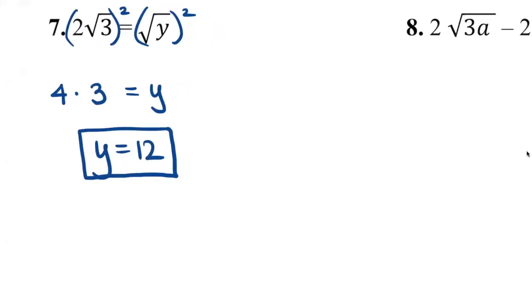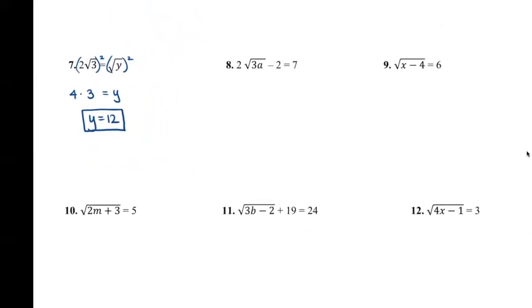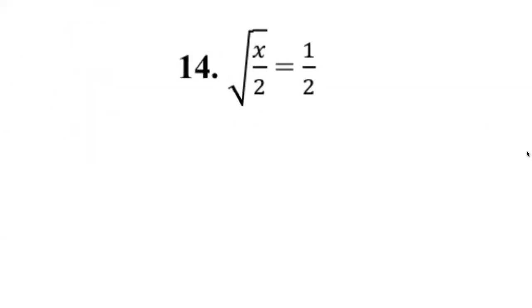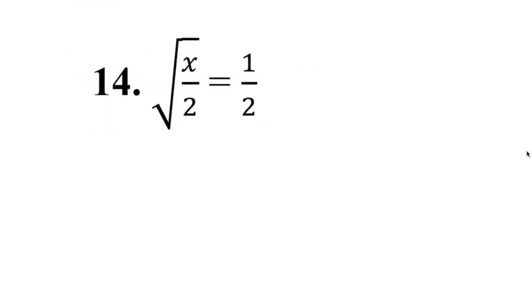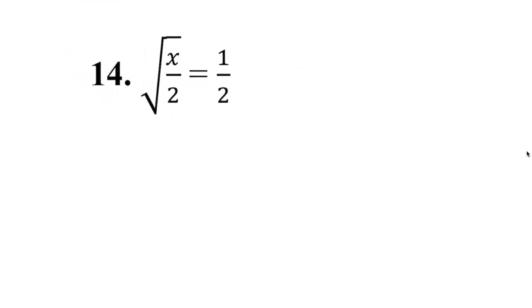Okay. Let's see if there's any other ones. I think let's do number 14. That one looks like it could be a little scary. All right, so I got rad x over 2 is equal to 1/2. Again, first step is to isolate the radical with the variable. That radical is already isolated. It's all by itself on one side. So to eliminate the radical, I'm going to square both sides.